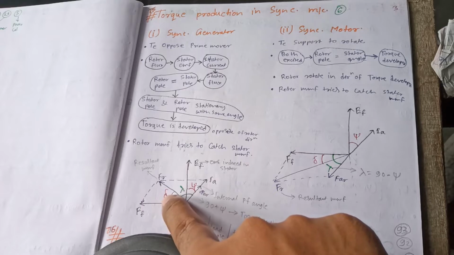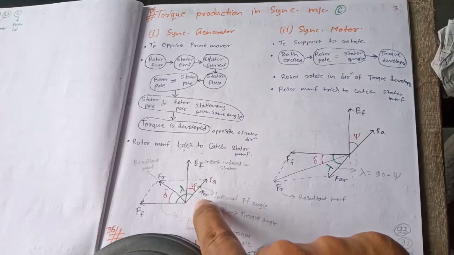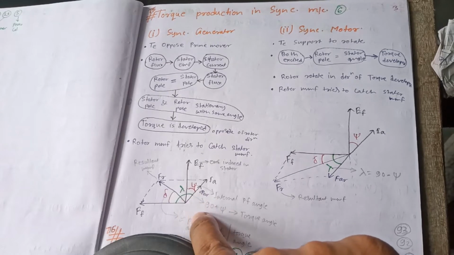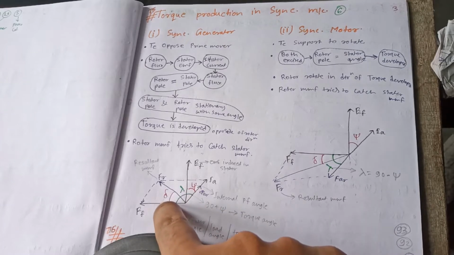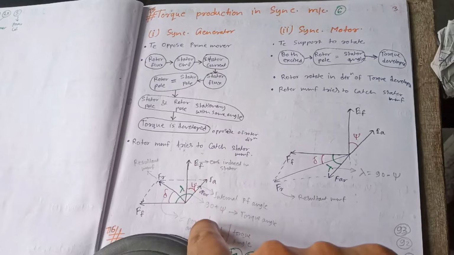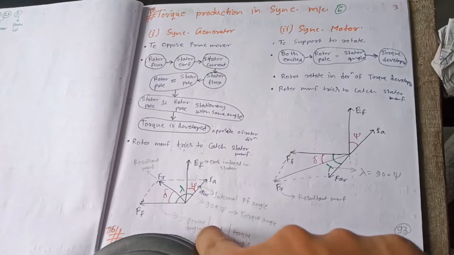Field flux and resultant mmf, so this is delta. And the angle between field flux and armature flux is lambda, also called the torque angle, and that is 90 plus psi. This delta corresponds to the power angle, torque angle, or load angle. These are the three things.